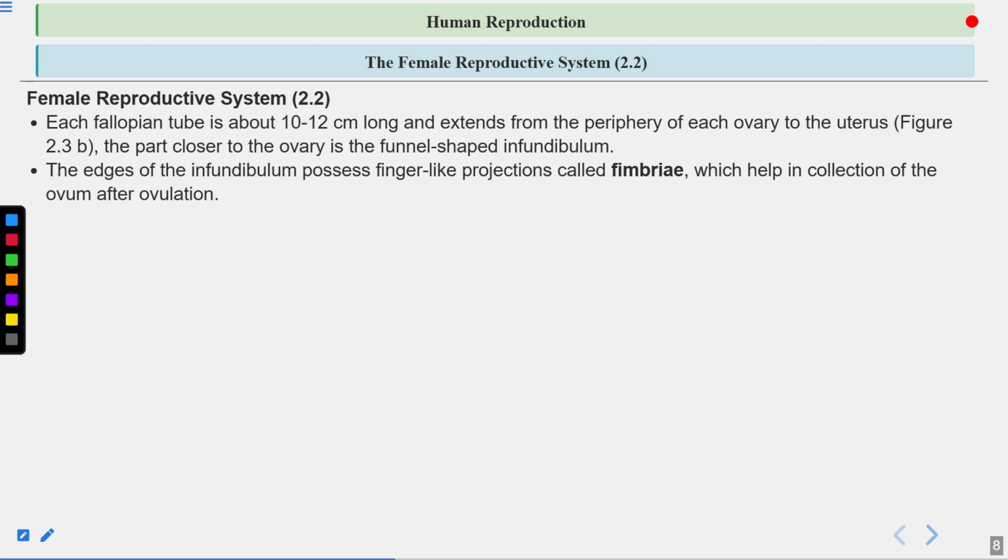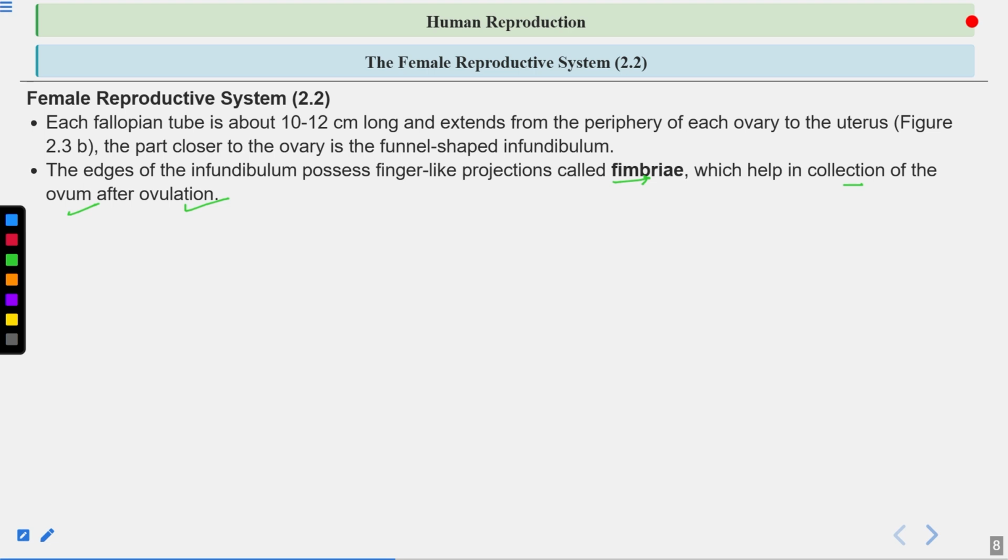Now, the edges of the infundibulum possess finger-like projections called fimbriae, which help in collection of the ovum after ovulation. So this infundibulum has some finger-like projections. These finger-like projections are called fimbriae. And these fimbriae help in the collection of the ovum, which is released after ovulation.